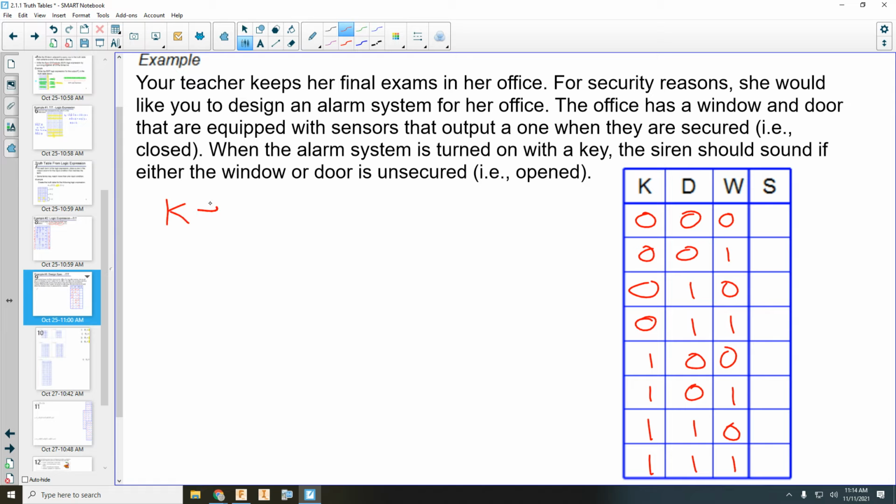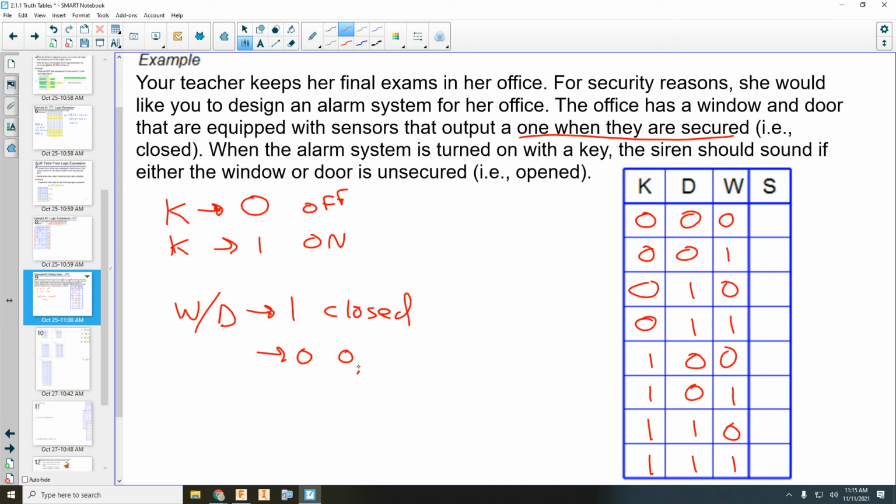So, it might help to define what everything is. If K is a 0, that means the system is off. If K is a 1, that means it's on. Okay, and what did they say about the sensors? The sensors output a 1 when they're secured, so when it's closed. So the window or the door output a 1 when it's closed, and they output a 0 when it's open.